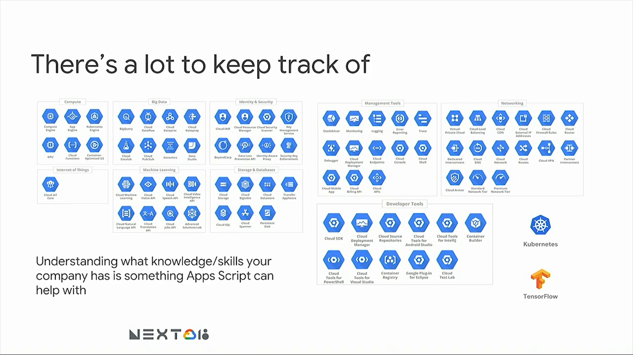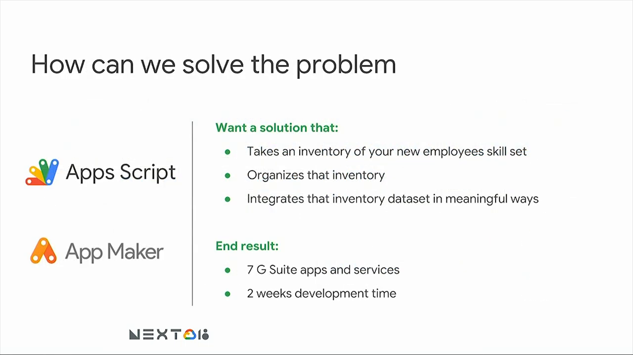So up here we have a fun graphic of just a small portion of the different GCP products that are out there, and then you extrapolate the different programming languages and the different marketing skill sets that people can have. Trying to understand what skill sets and knowledge bases are within your company, as both technology grows and the number of different skill sets that people can have grows, is becoming a bigger and bigger challenge for companies. So we thought it would be an interesting demo for this presentation, to look at how AppScript, and I'll show a little bit of AppMaker, can solve at least a small part of this challenge.